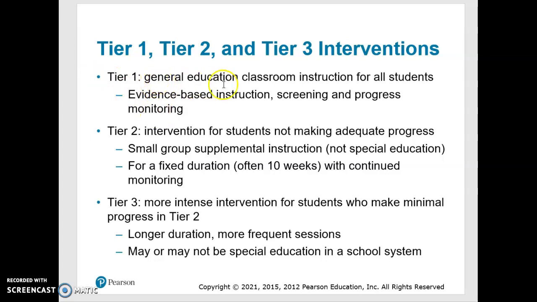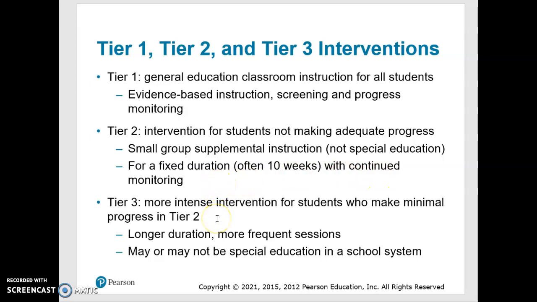So tier 1, again, is gen ed classroom instruction for all students, evidence-based, screening, progress monitoring. Tier 2 is instruction for some, right? Intervention for students not making adequate progress. So it's still not considered special ed. And this is a fixed duration, maybe we're going to say, okay, for 9 weeks, a quarter in the elementary schools, we're going to do this tier 2 intervention with continued monitoring.